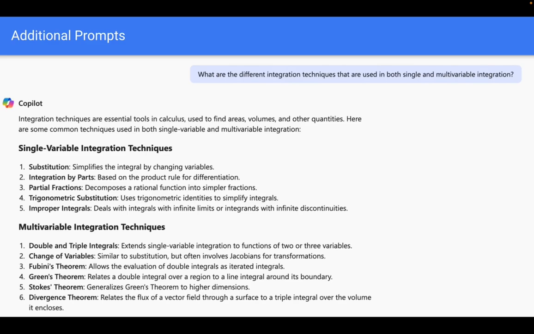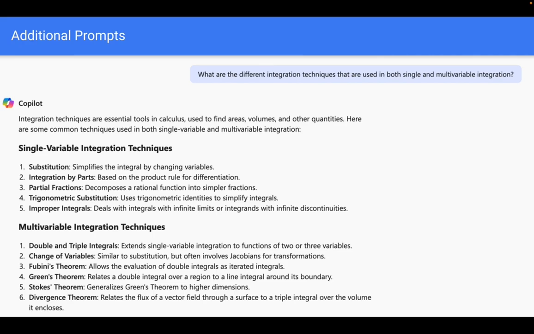Additional prompts you could ask to help you solve this problem is to potentially ask about different integration techniques that are available for you to use. So the prompt we could ask is, what are the different integration techniques that are used in both single and multivariable integration? So Copilot's response for single variable integration techniques, we have substitution, integration by parts, partial fractions, trig substitution, and improper integrals. All of those you should be familiar with.